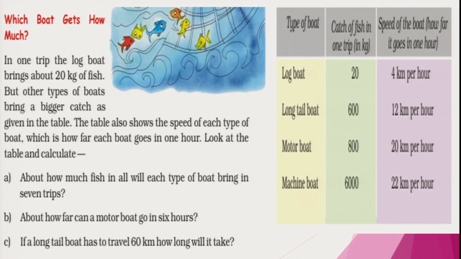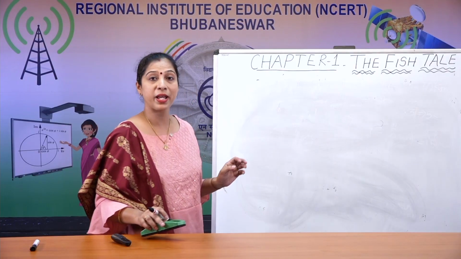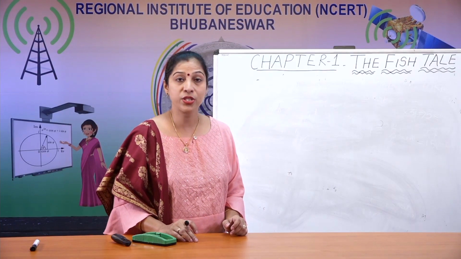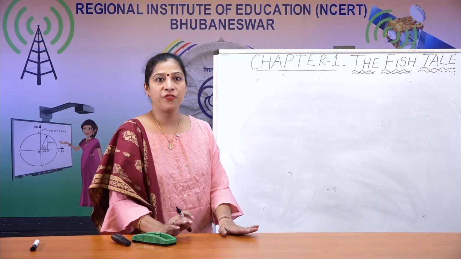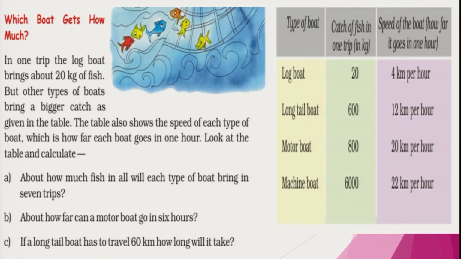So let's see. Now children, this is something for you to think about: when we are talking about this kind of boats and fish, how much are you thinking about the environment when it is used? Because whenever humans use something which is mechanical, there is also an effect on the environment. So let's see how much fish in all will each type of boat bring in 7 trips.